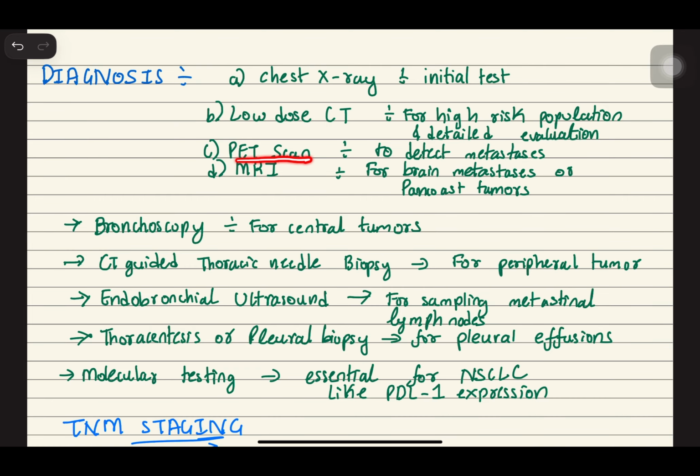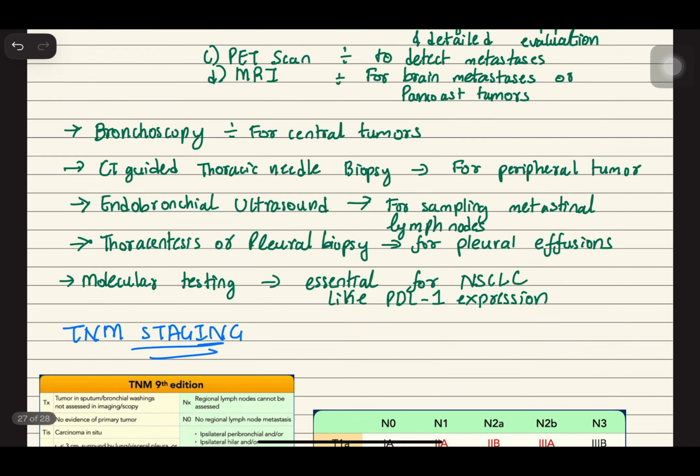PET scan, basically they show active cancer spots and they detect metastasis. And next one is MRI, they check for brain or spine metastasis. For confirmation, you need a biopsy, taking a tissue sample.